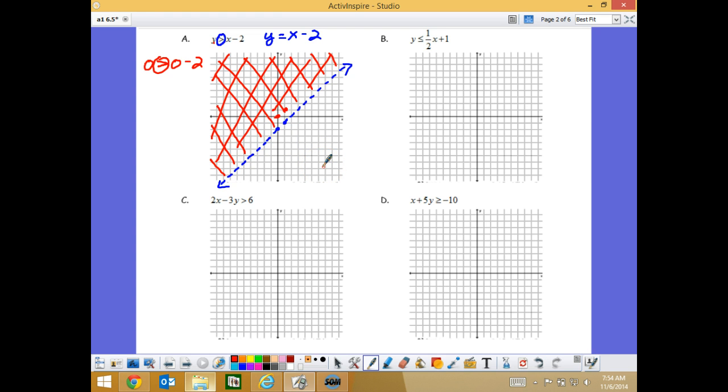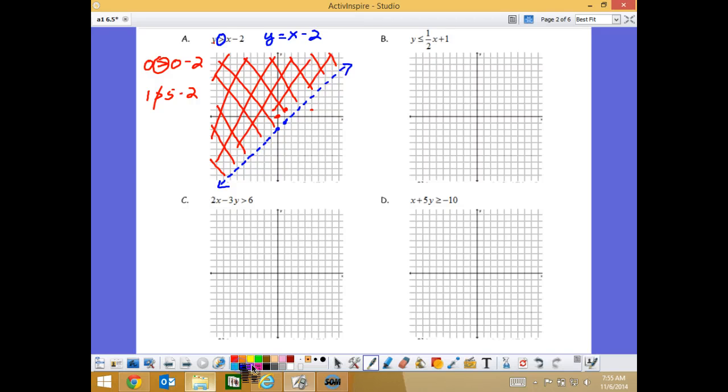For example, if we pick the point 5, 1, is 1 greater than 5 minus 2? Well, the answer is no, it's not. So any point in the shaded region makes that inequality true. Any point outside or on the other side of the shaded region makes the inequality false. So you're going to graph a line and shade one side of the line or the other.